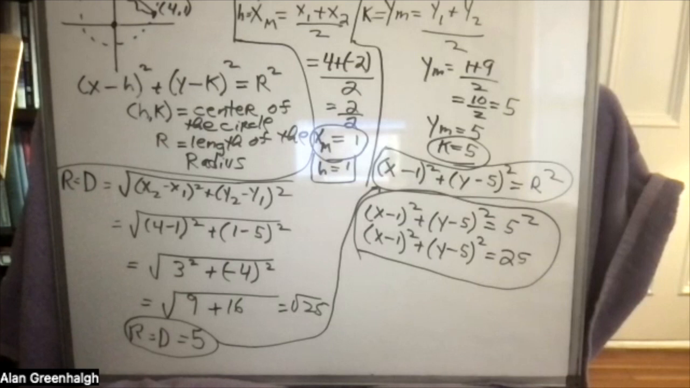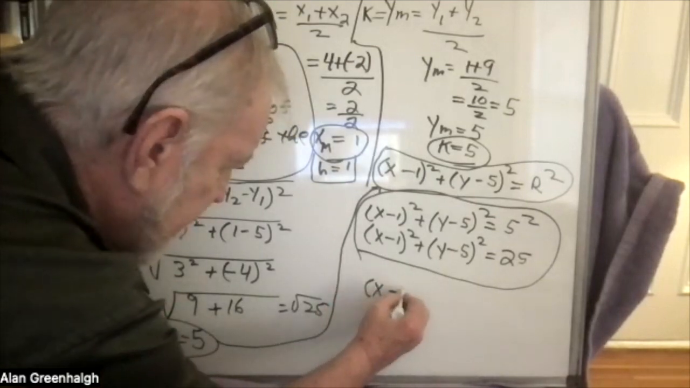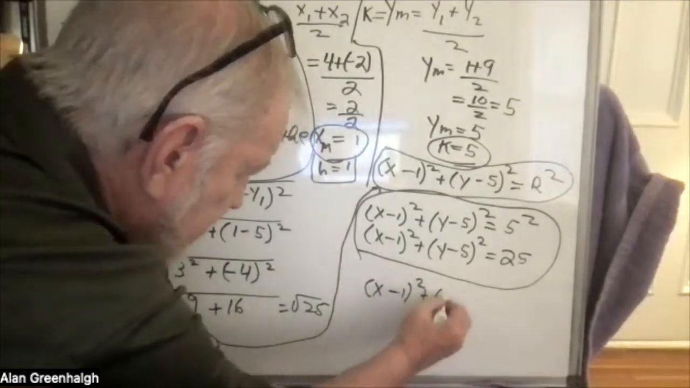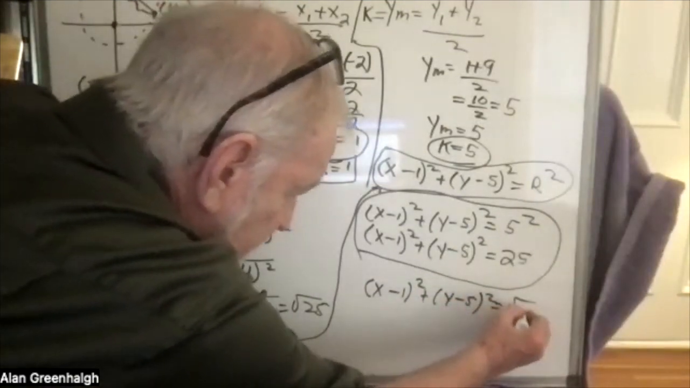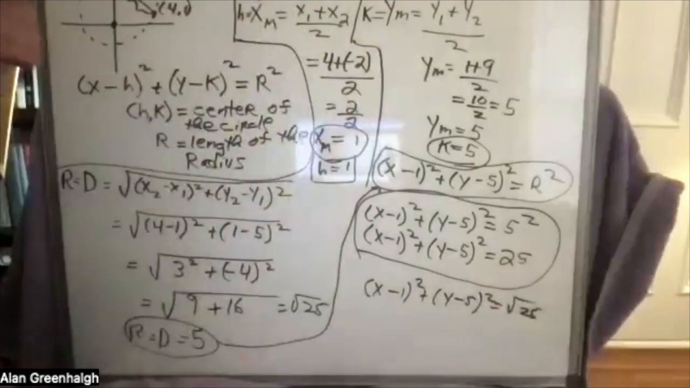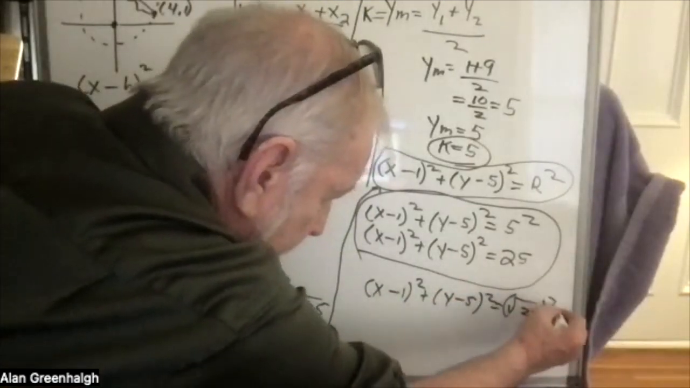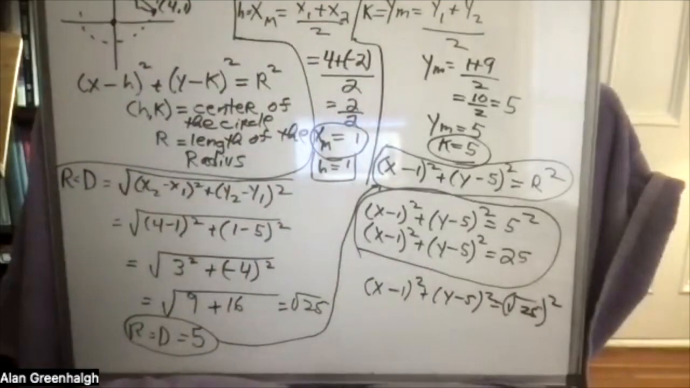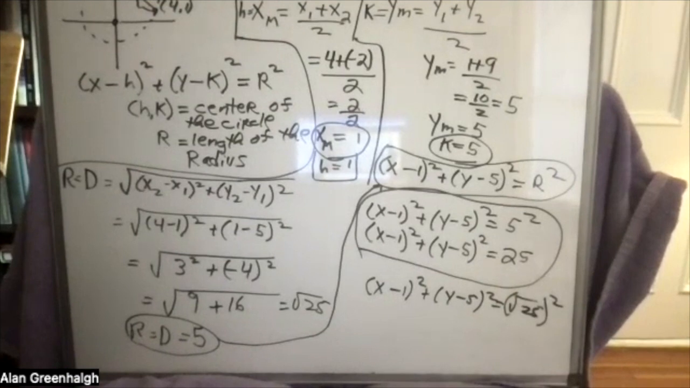On the final equation, it wouldn't be x minus 1 squared plus y minus 5 squared equals the square root of 25. That's not what it's going to be anyway. It's going to be this. So then we switch it and leave it as 25 or 5 squared. All right, yes, I got it.